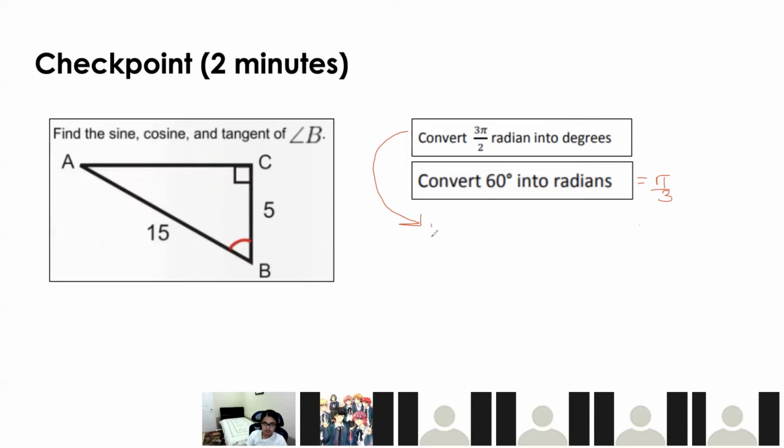Okay, so let's just do this one, it's really easy. Pi radians equals 180 degrees. So 1.5 pi radians would just be this one times 1.5, which would be 270 degrees. And this one, so we need to find the sine, cosine, and tangent of B.